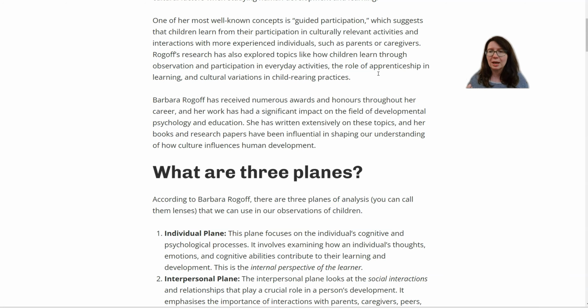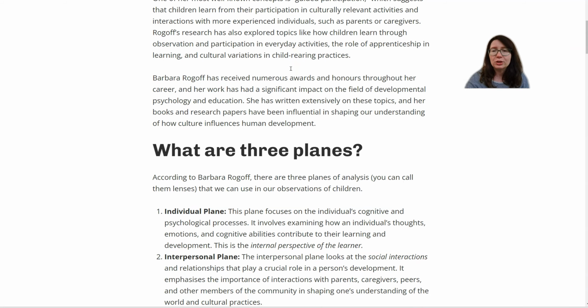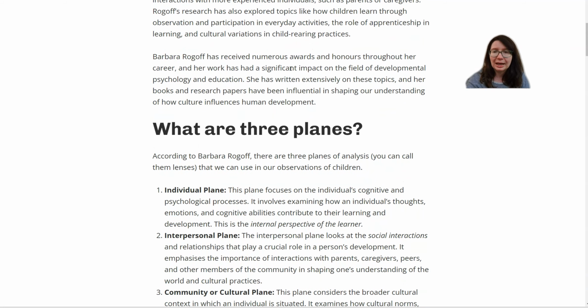They are watching what's happening. They're learning about the roles. They're learning about cooking. They're learning about pretty much everything that this community does. And of course, they learn songs and stories, and that's what Storykate is all about as well. So her research explored topics like how children learn through observation while they, let's say, are babies and just sit. They also learn through participation in everyday activities.